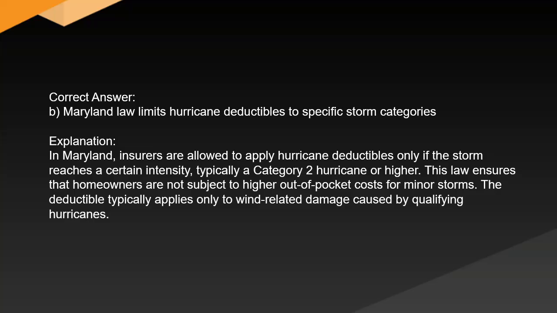Explanation: In Maryland, insurers are allowed to apply hurricane deductibles only if the storm reaches a certain intensity, typically a Category 2 hurricane or higher. This law ensures that homeowners are not subject to higher out-of-pocket costs for minor storms. The deductible typically applies only to wind-related damage caused by qualifying hurricanes.